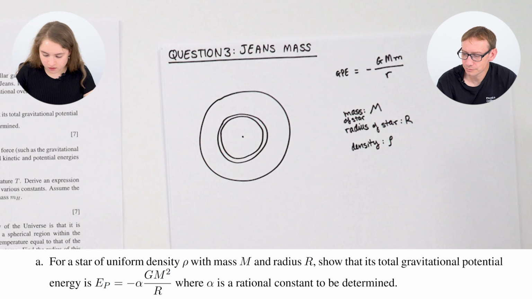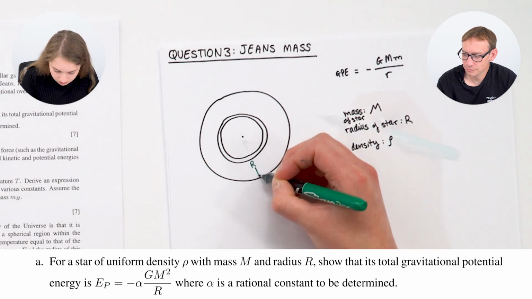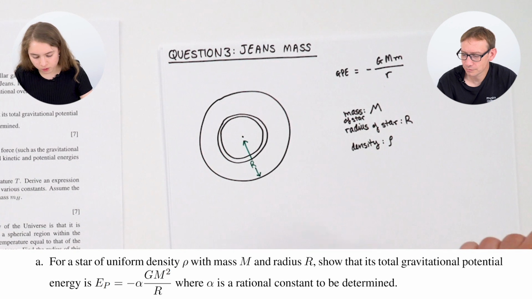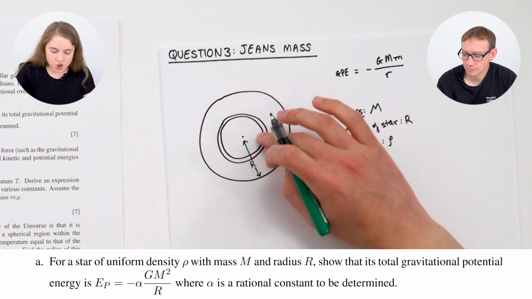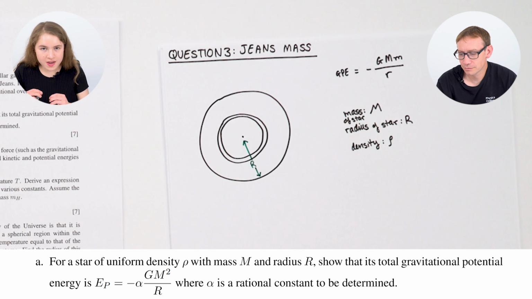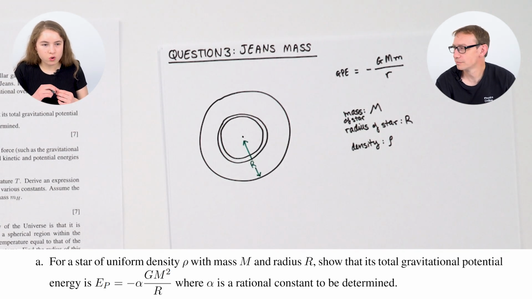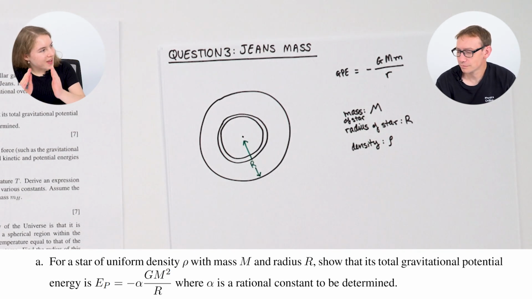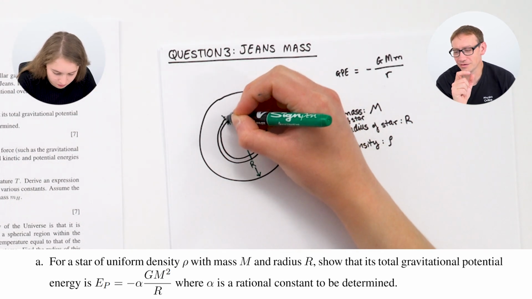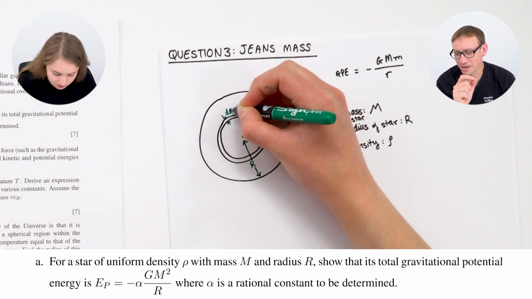Okay, so let's say the star has radius r, and it has mass m and density rho. And let's consider a shell. Let's say that this shell has such a thin thickness that we're going to call it dr, kind of like dx when you're integrating. The d just means that thickness is approaching zero.